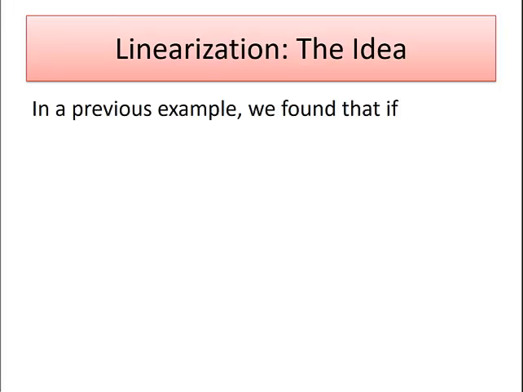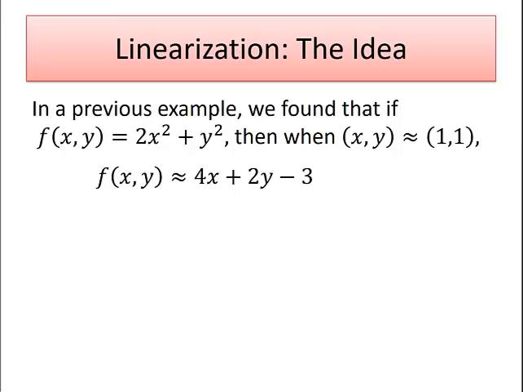So in our previous example, we saw that for this elliptic paraboloid, 2x squared plus y squared, when we were near the point where x, y was 1, 1, our function was really close to its tangent plane, and we found the equation of its tangent plane to be 4x plus 2y minus 3. Now, this equation is sometimes called the linearization of our function. So I want to point out the linearization is the exact same thing as the tangent plane, because when we zoom in on that surface, it really looks like its tangent plane.